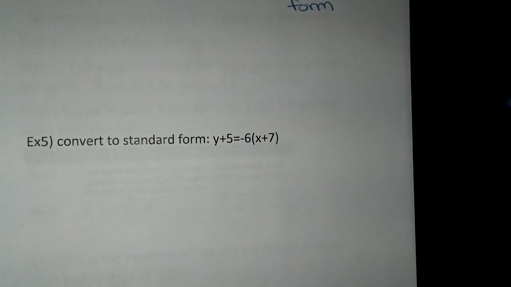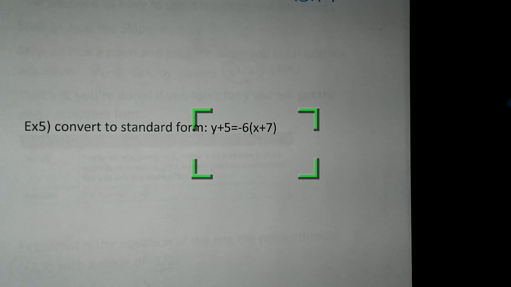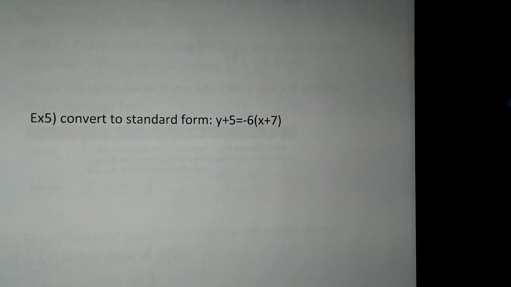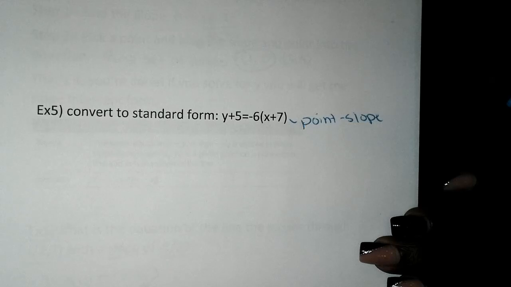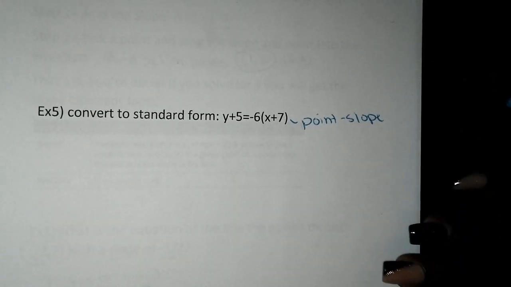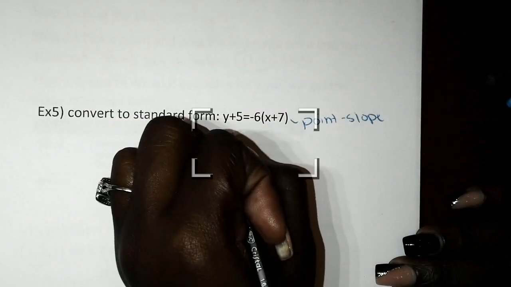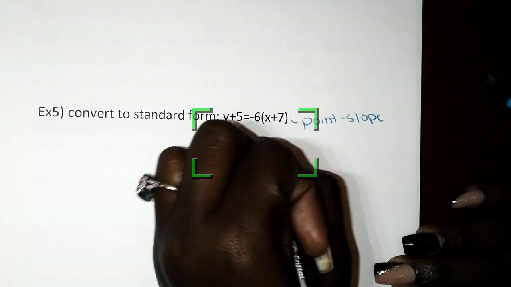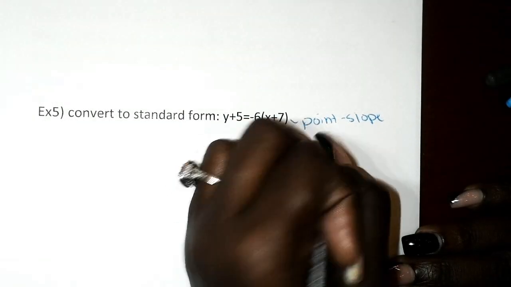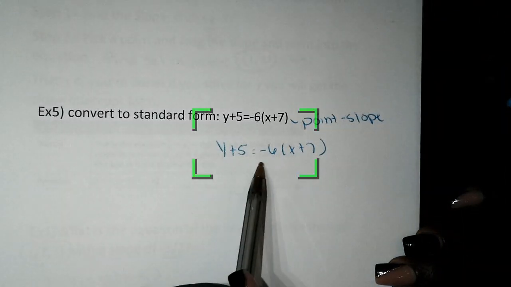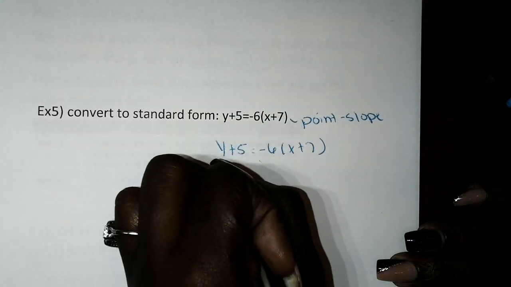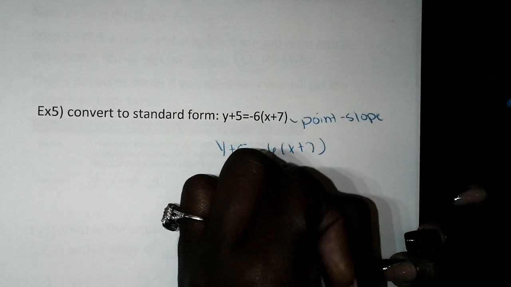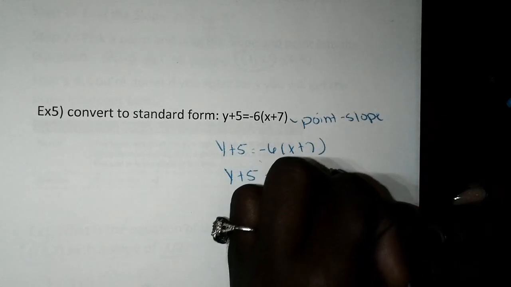Now we have to convert this one into standard form. The form that it's in already, remember, is point slope form. And we need to go from point slope to standard form. So in order to do that, first thing I'm going to do is simplify. So I got y plus 5 equals negative 6 times x plus 7. I need to do the distributive property to combine these terms so then I can get it the way I want. So I got y plus 5 equals negative 6x minus 42.